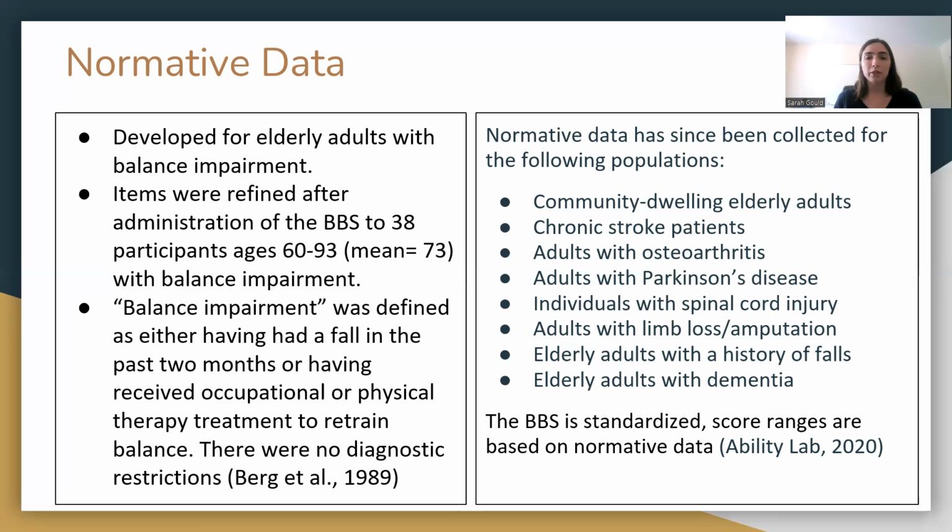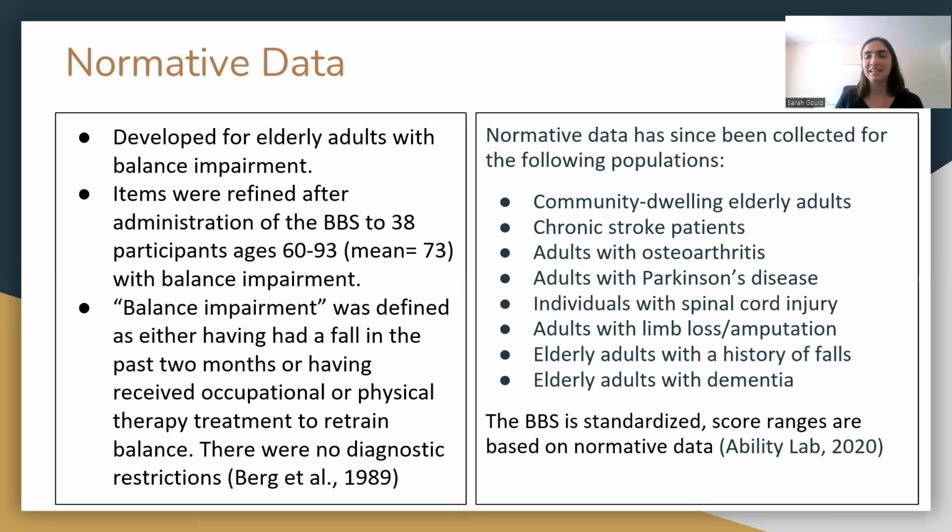So when creating these norms, a lot of people had stroke. And yeah, there was no kind of restrictions on what diagnoses they could or could not have. They just had to have balance impairment.